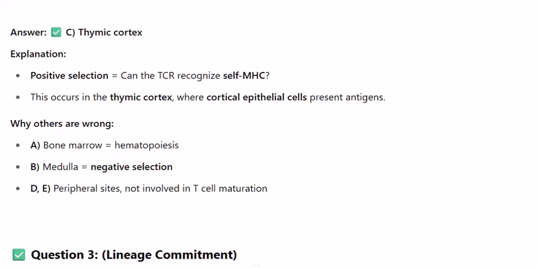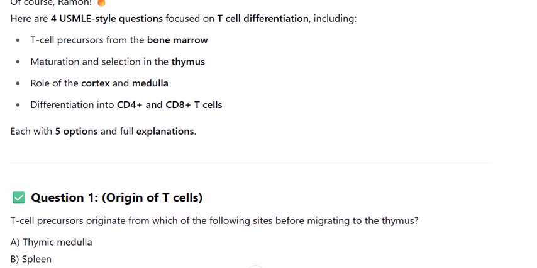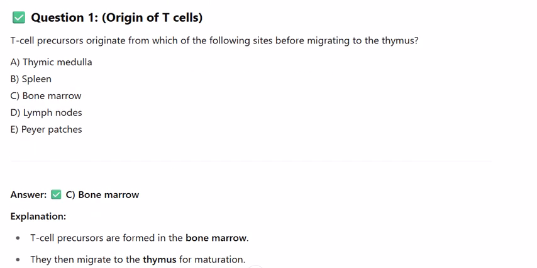Here are 4 USMLE-style questions focused on T-cell differentiation, including T-cell precursors from the bone marrow, maturation and selection in the thymus, role of the cortex and medulla, differentiation into CD4+ and CD8+ T-cells, each with 5 options and full explanations.